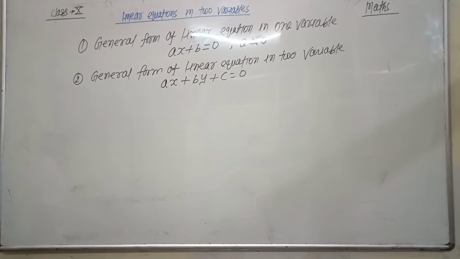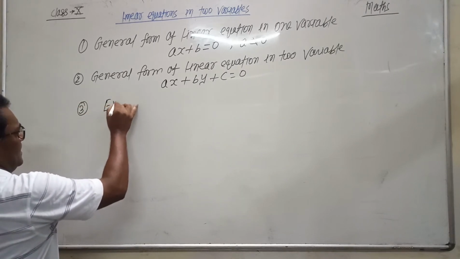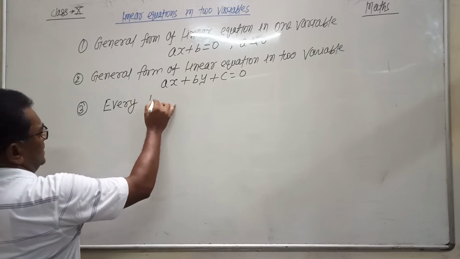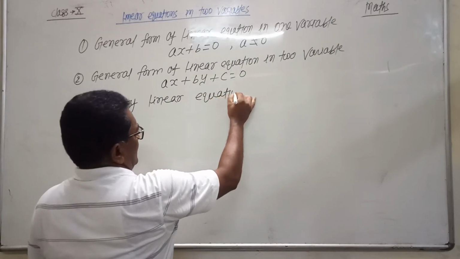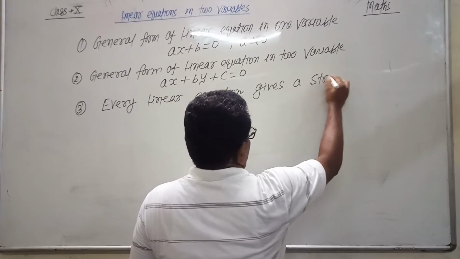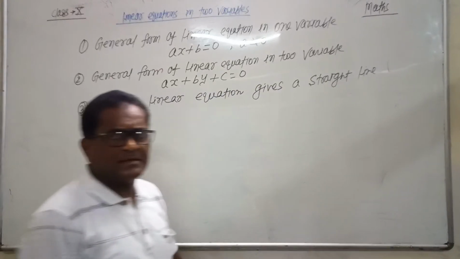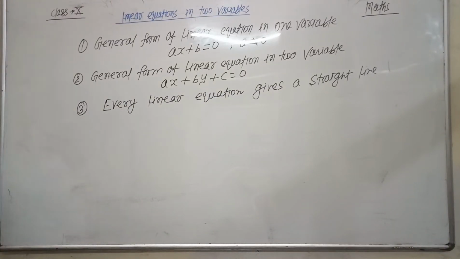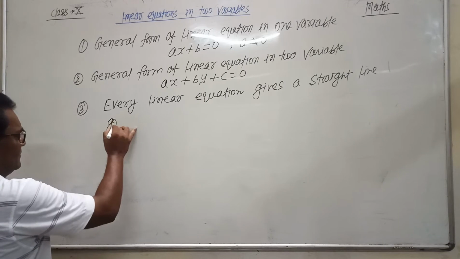Every linear equation gives a straight line. Linear means straight. So a linear equation gives a straight line graph. Every linear equation gives a straight line graph.